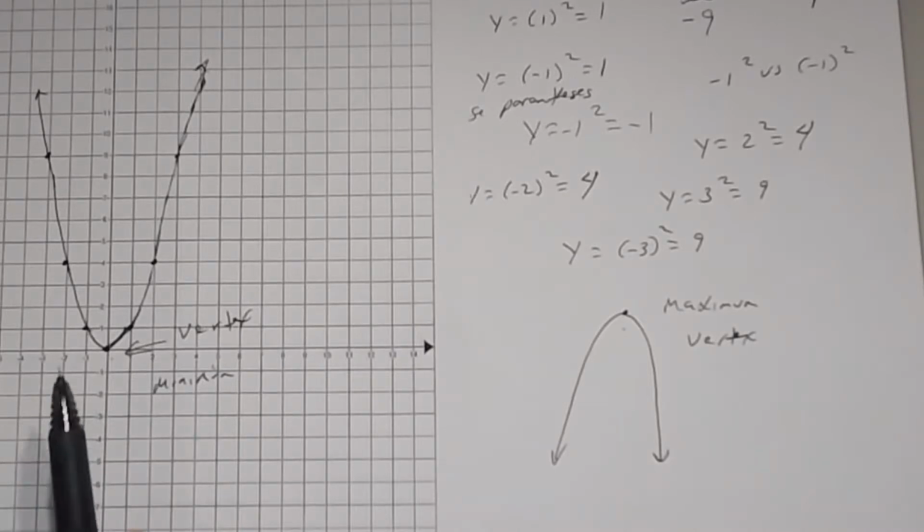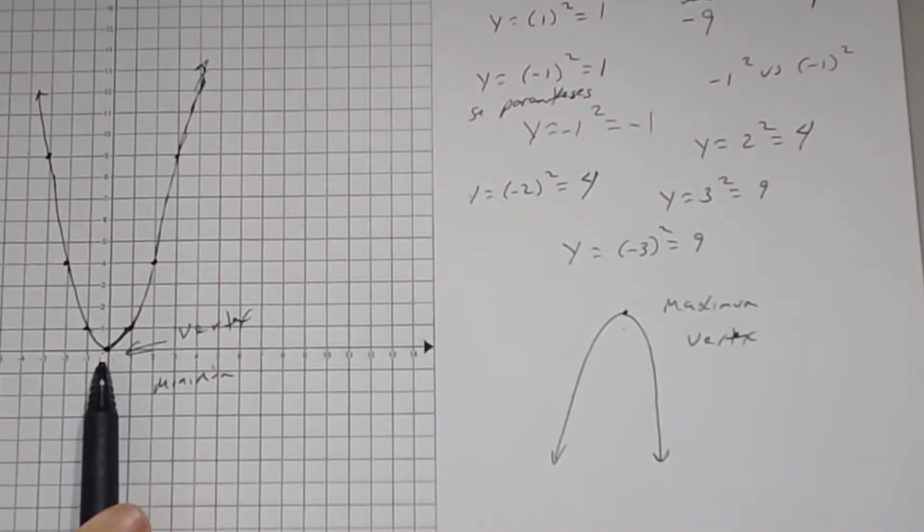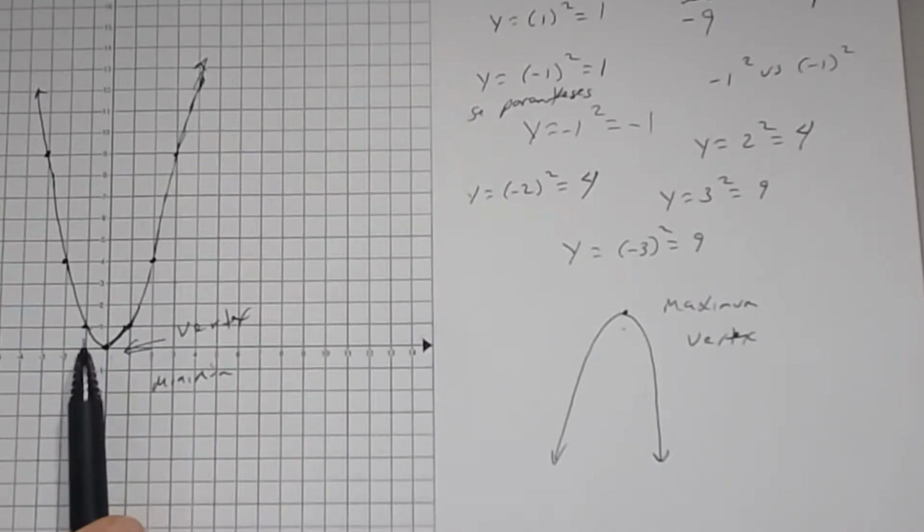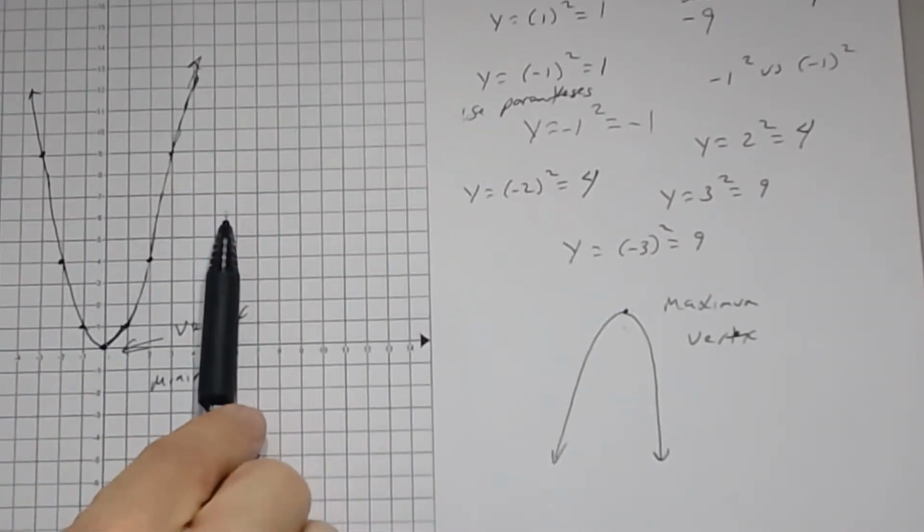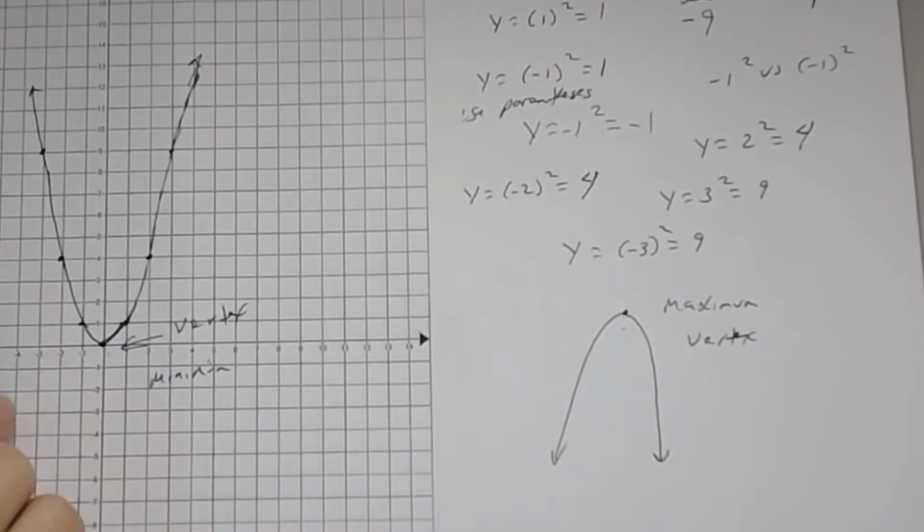Keep in mind though, see this vertex right here? Once you find the vertex, you're going to plot 2 points to the right and then 2 points to the left, and then you draw your graph. So always find your vertex and then 2 to the right, 2 to the left. And when we do these, we're going to use the idea of symmetry.